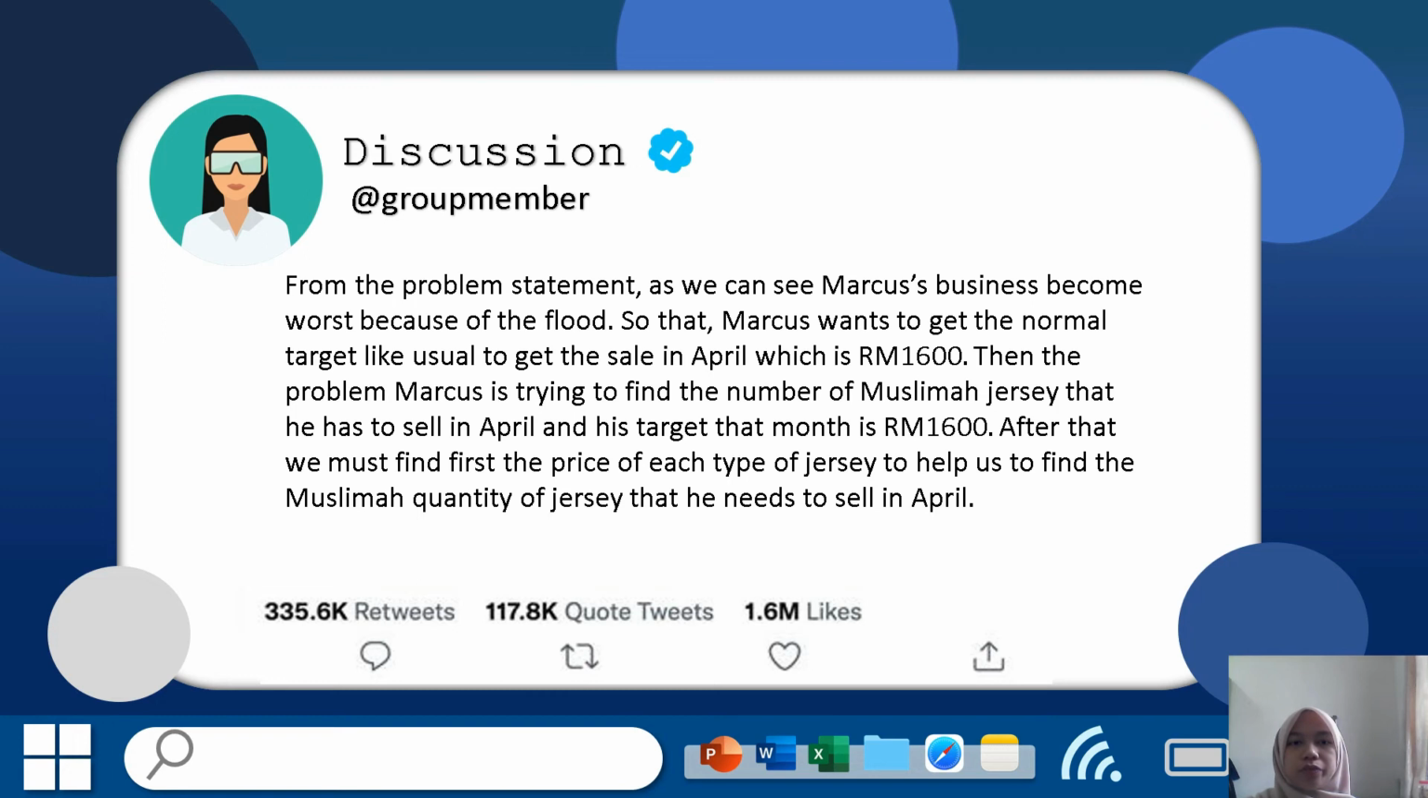For the discussion of the problem statement, as we can see, Marcus' business became worse because of the flood, so Marcus wants to get the normal target like usual for sales in April, which is 1,600 ringgit. Then the problem, Marcus is trying to find the number of Muslimah jerseys that he has to sell in April, and his target that month is 1,600 ringgit. After that, we must first find the price of each type of jersey to help us find the quantity of Muslimah jerseys that he needs to sell in April.